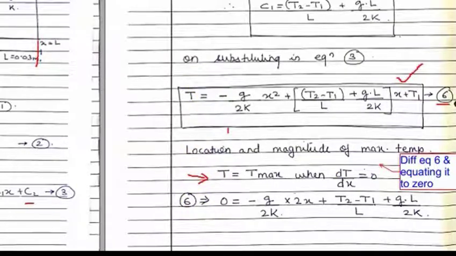So differentiate equation number 6, and equate it to 0. We have differentiated it, equated to 0: minus g upon 2k, derivative of x square is 2x. This is a single x, so automatically you will get T2 minus T1 divided by L plus g upon 2k, and this term will be eliminated. So it is a simple derivative, and we have equated it to 0.